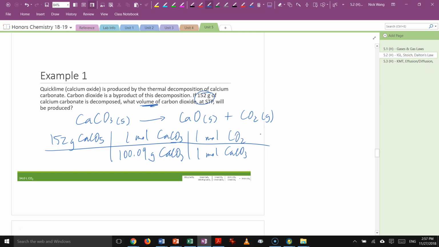At this point, I would pause here for a moment and try to figure out how we get from moles to volume. Normally, of course, we'd use PV equals nRT because that works for just about every application. But again, we see the magic phrase here, STP.